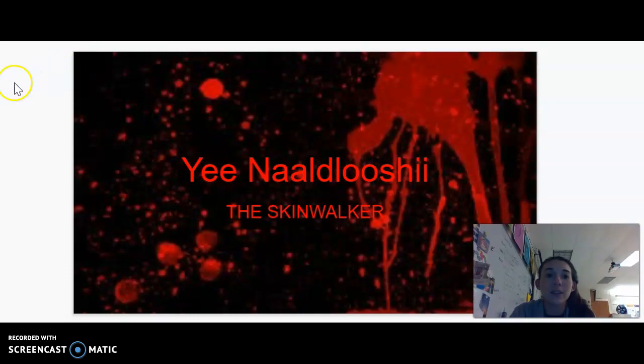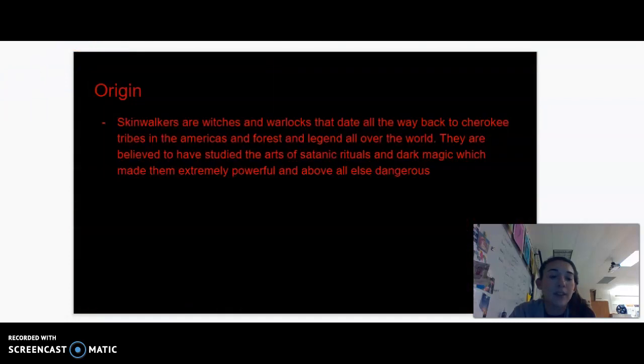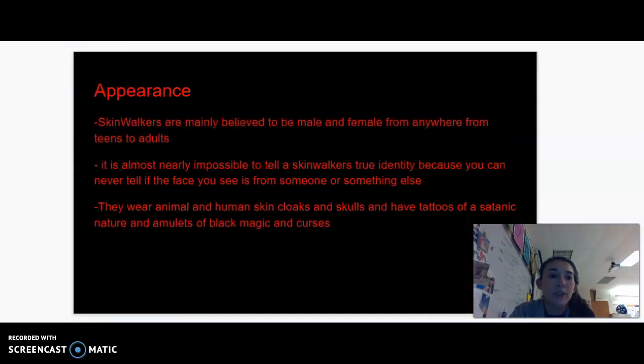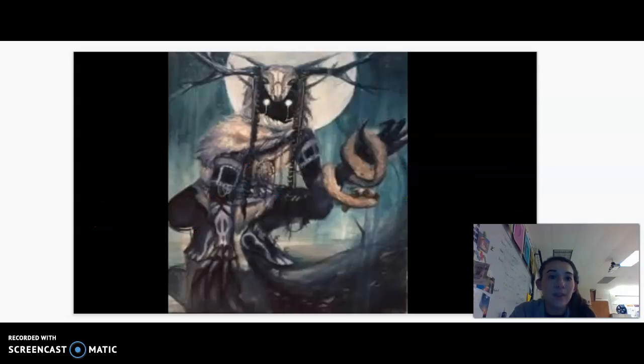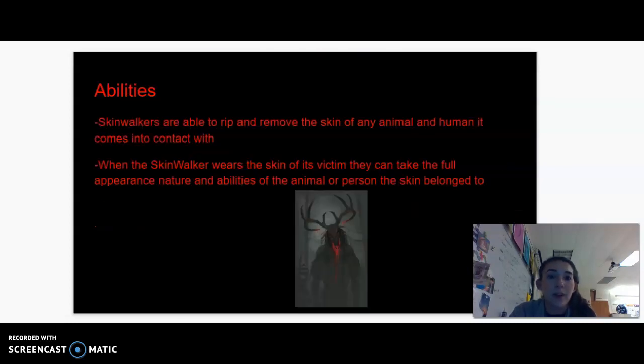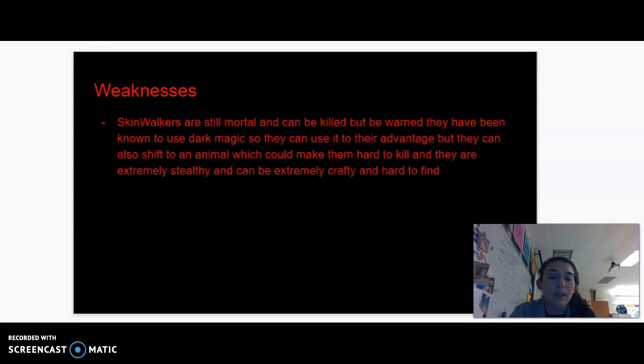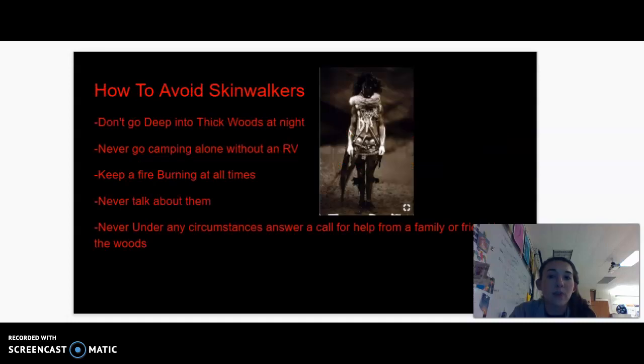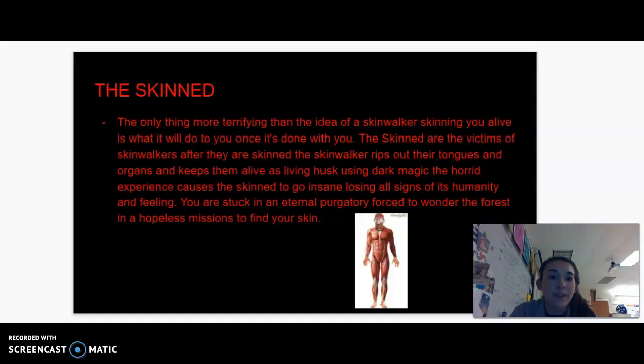Along with that, here's another lovely project. They did Skinwalkers, and they gave wonderful origin stories and background about their appearance and some images. Makes them look very eerie. About where they tend to exist and their abilities. They gave weaknesses and how to avoid them. About the skin itself. They gave a background story, but once again, no citations. Not good. We need citations.